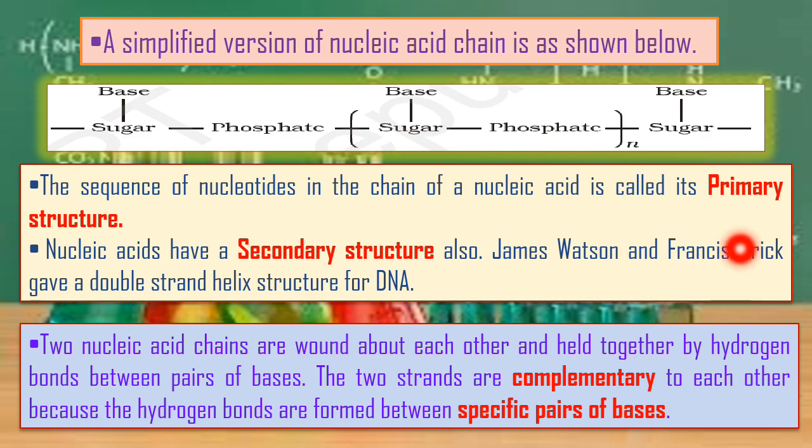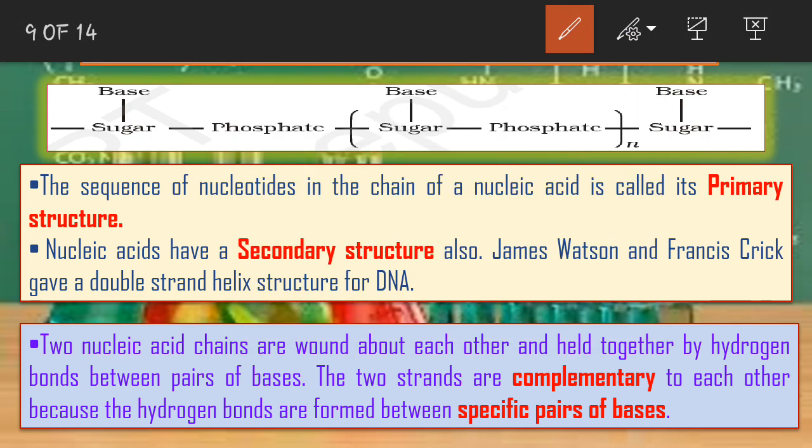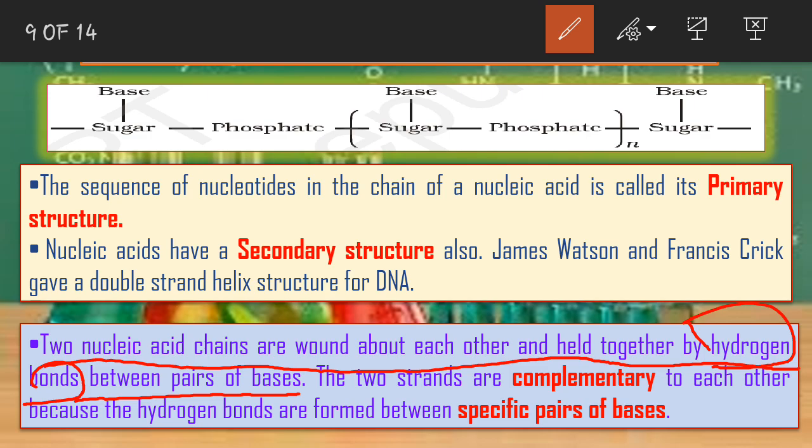One more important aspect in this polynucleotide chain is that the two nucleotide chains are wound about each other and they are held together by a bond. It's a hydrogen bond. So where exactly is the hydrogen bond present? It is present between the pairs of bases. The hydrogen bond is not present between sugar units, and it's not present between phosphate groups. It is present between the bases: adenine, guanine, cytosine, thymine and uracil.